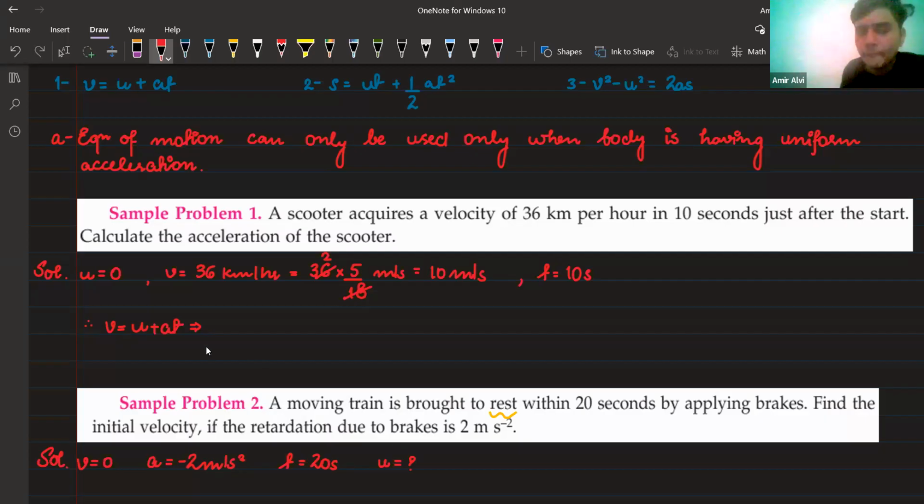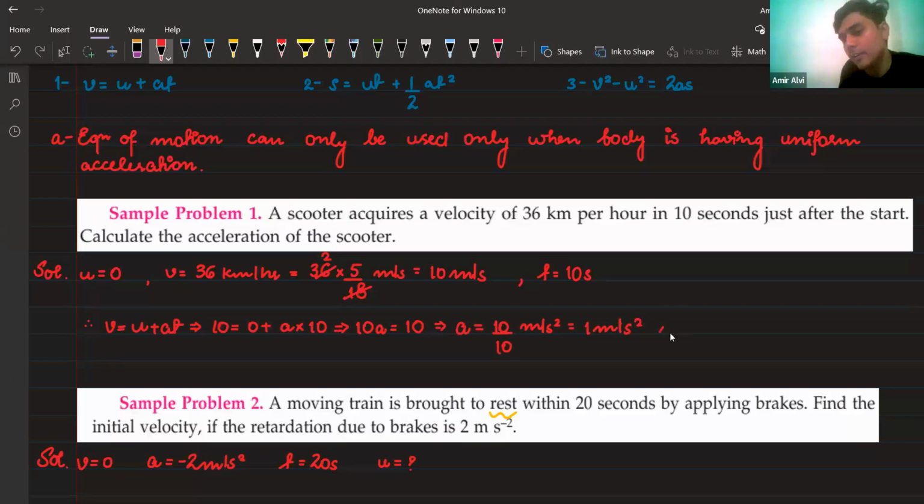Yes, sir. Okay. Now let's substitute the values. v is equal to 10. u is 0, plus a, which needs to be calculated, into time, which is 10. That means 10a is equal to 10. So a would be equal to 10 by 10 meter per second square. That comes out to be 1 meter per second square. This is your final answer, Naisha.